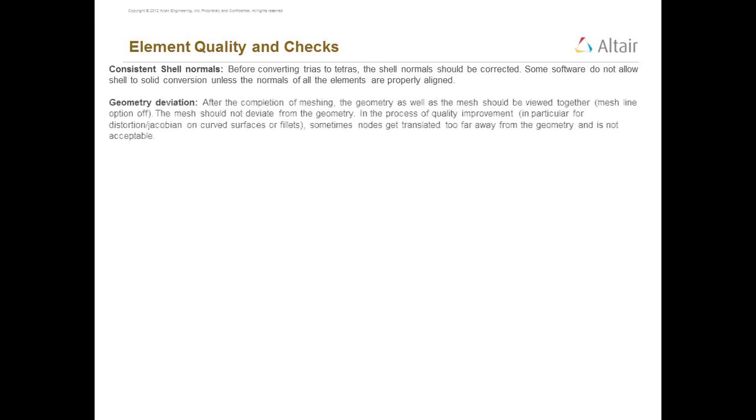Geometry deviation. After the completion of meshing, the geometry as well as mesh should be viewed together, with the mesh line option off. The mesh should not deviate from the geometry. In the process of quality improvement, in particular for distortion or Jacobian on curved surfaces or fillets, sometimes a node gets translated too far away from the geometry and is not acceptable.